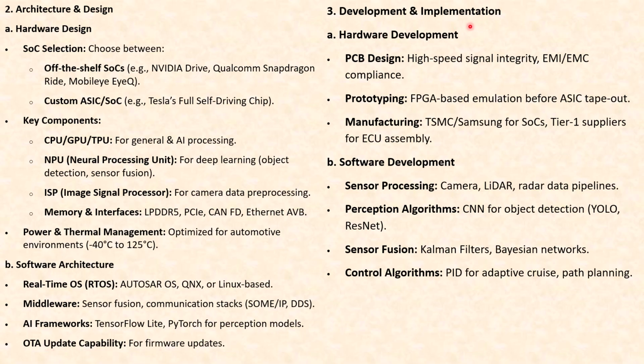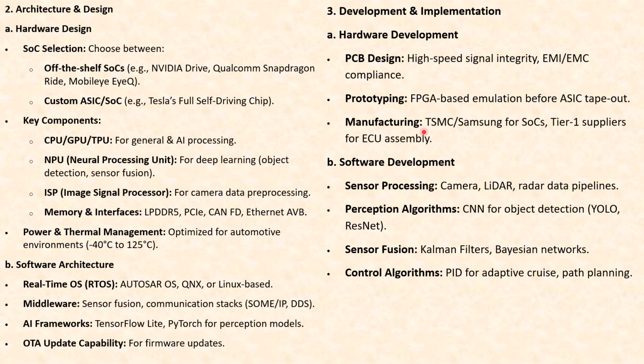When it comes to development and implementation, in hardware development, the first step is the PCB design, which must ensure high speed signal integrity and EMI EMC compliance. EMI is electromagnetic interference and EMC is electromagnetic compatibility, and these must be complied with. Next comes prototyping: FPGA based emulation before ASIC tape out. First it must be emulated on the FPGA before the ASIC is rolled out.